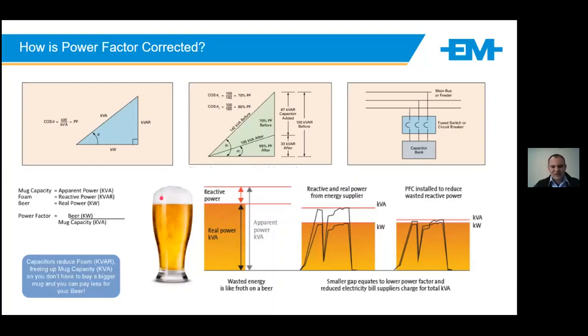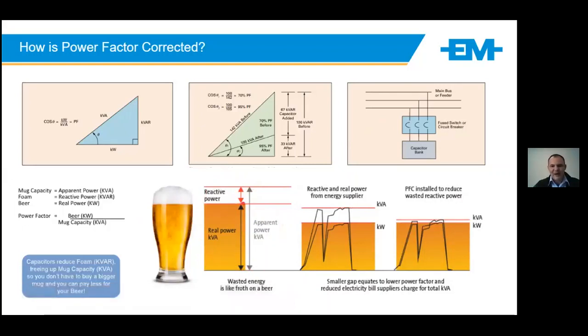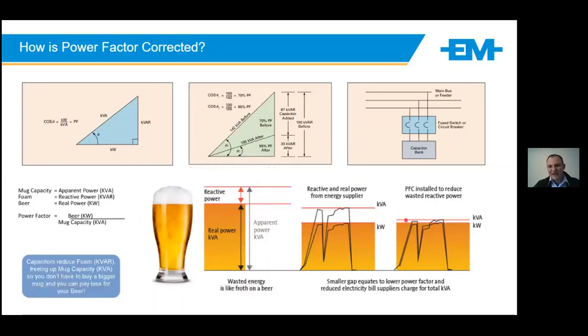Viewing our analogy here, this was my original system, and this was my reactive power. I then brought in capacitance with the capacitor, and I reduced my kVA to get closer to my kilowatt. So a smaller gap equates to a better power factor and a reduced electricity bill for the charges on kVA.